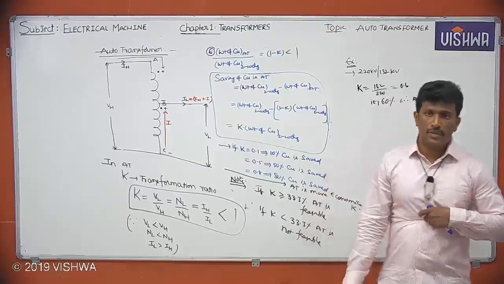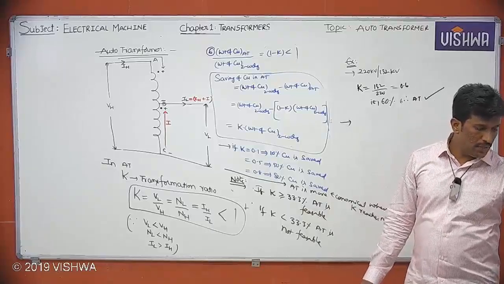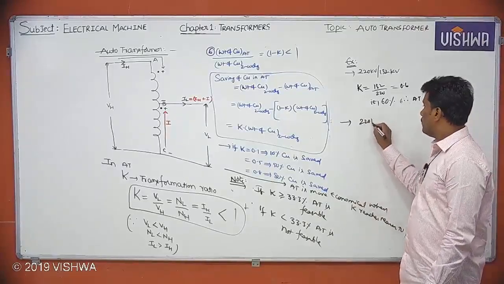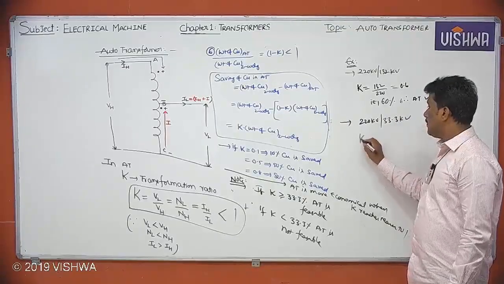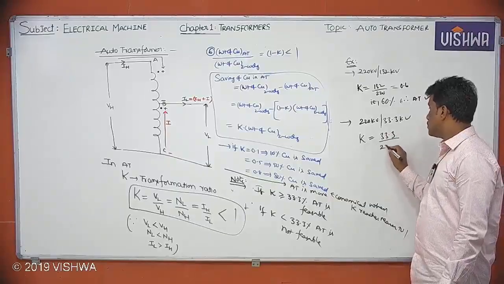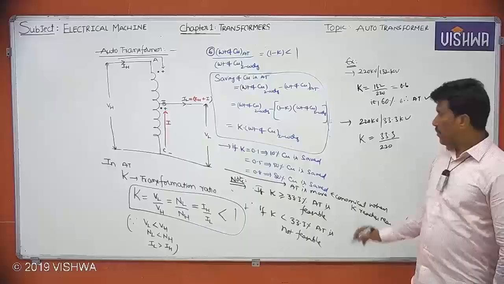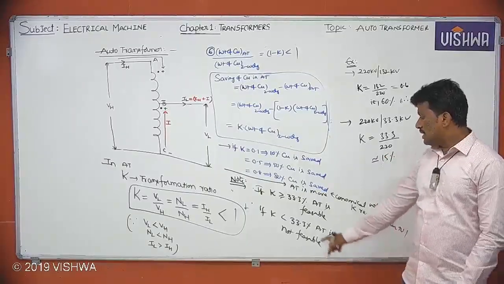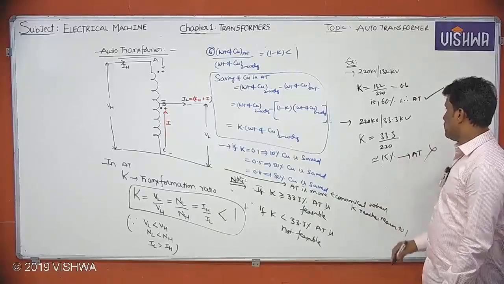It is feasible. Now similarly, one more thing I'll ask you. 220 kV by 33.3 kV. Tell me the k value here. 33.3 low voltage by high voltage 220. How much? The k value you are getting is approximately 15%, which is less than 33.3%. So obviously an auto transformer cannot be used.